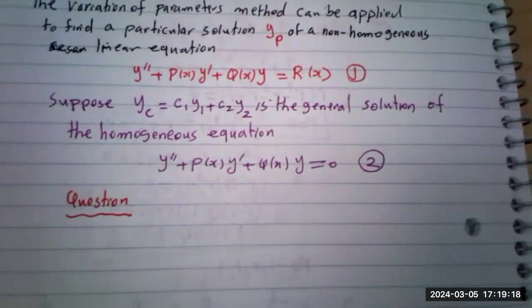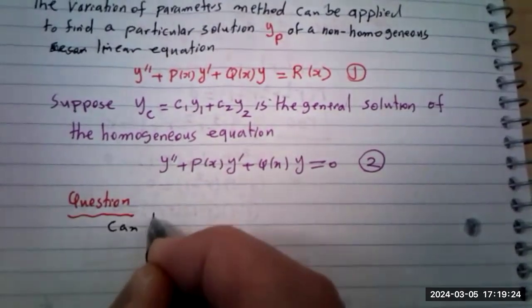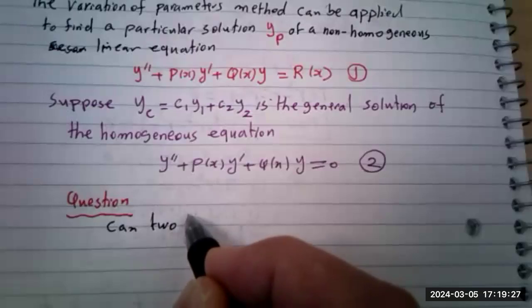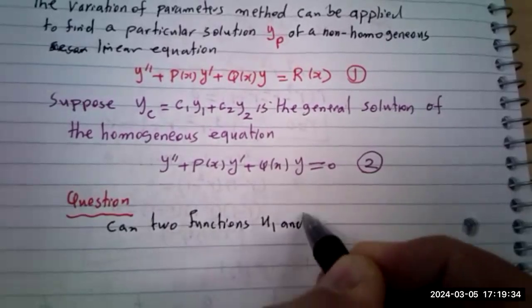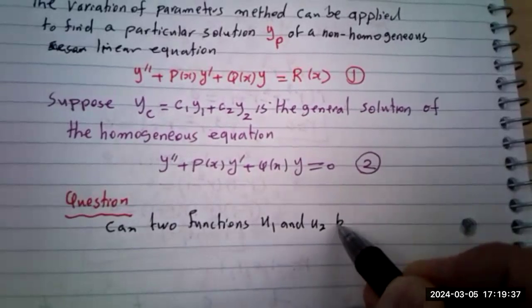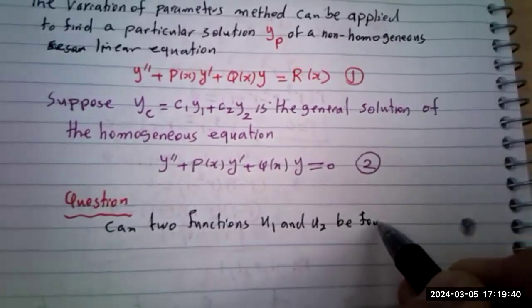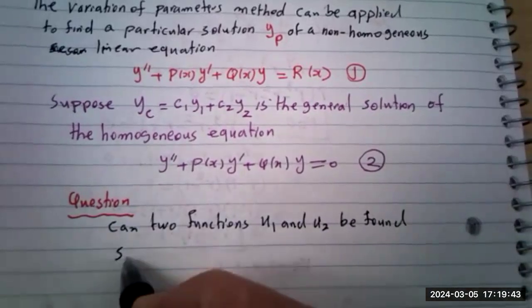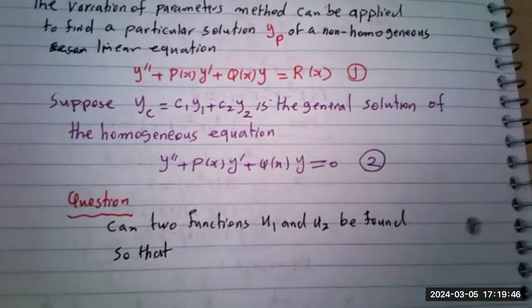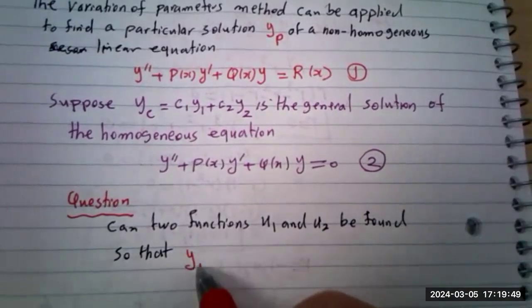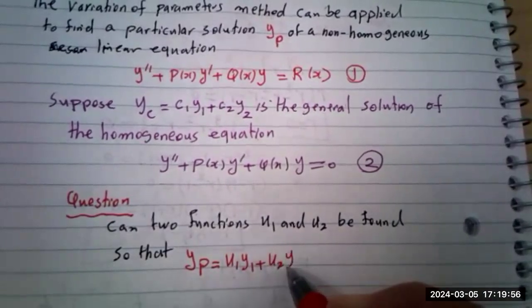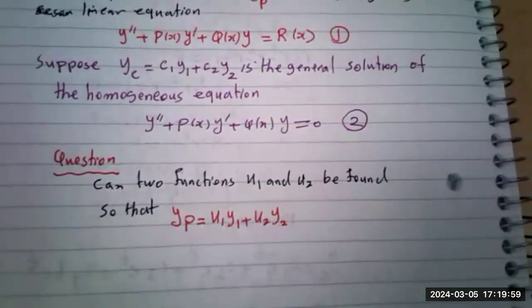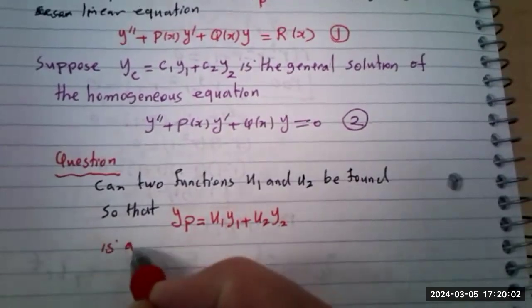So the question is: can two functions U1 and U2 be found, with some condition, so that YP equal to U1 Y1 plus U2 Y2 is going to be a particular solution of the equation? Is it going to be a solution?